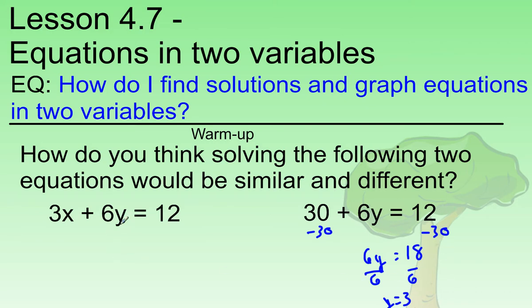The other problem, if you're solving for this y, you still treat this other term as if it's just like a number, just like it's 30. It's just 3 times something. You don't know what that something is, but it's just 3 times something. So you want to get rid of that thing.